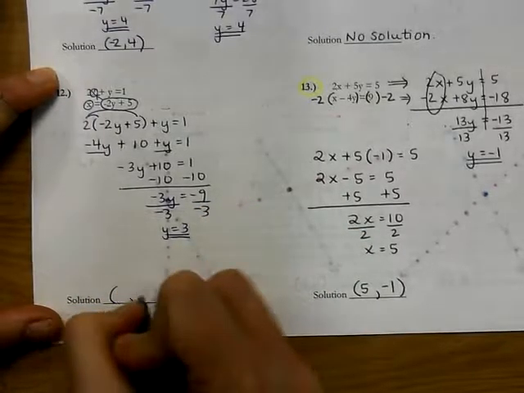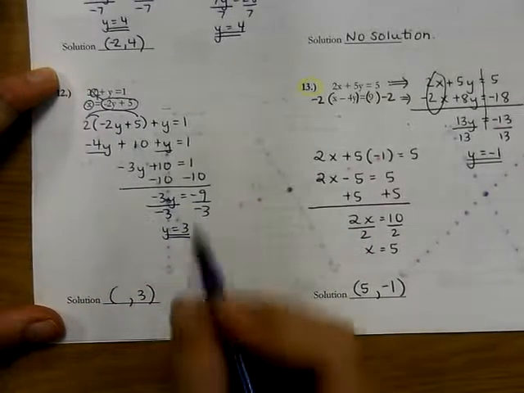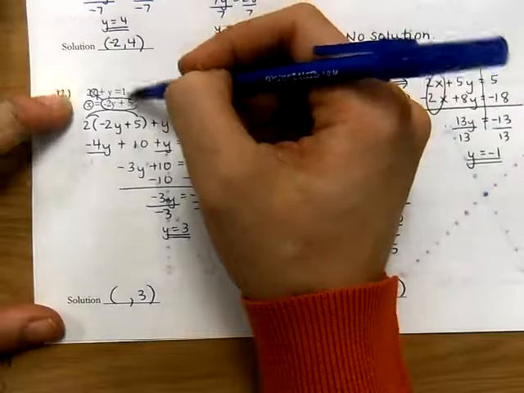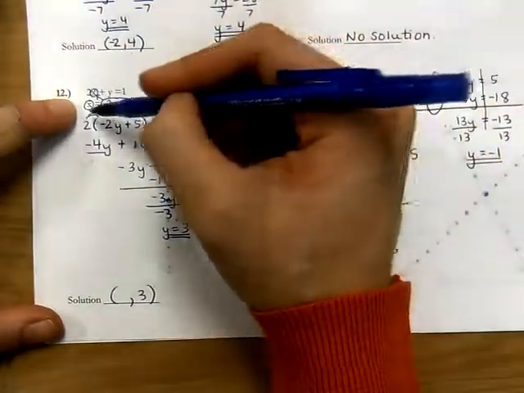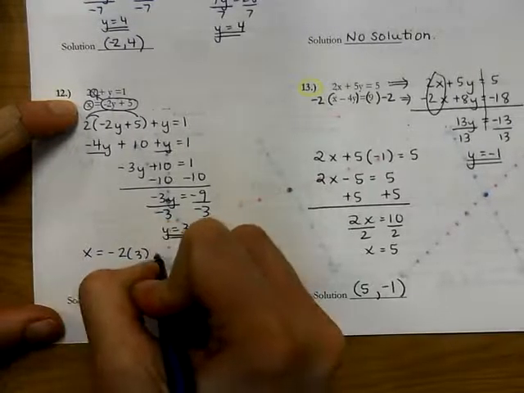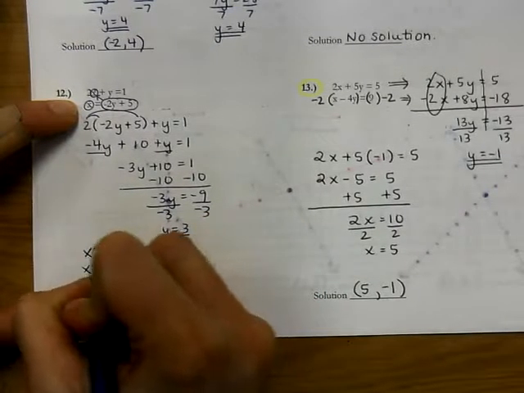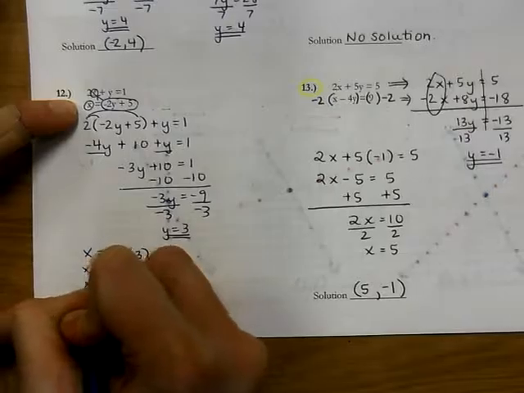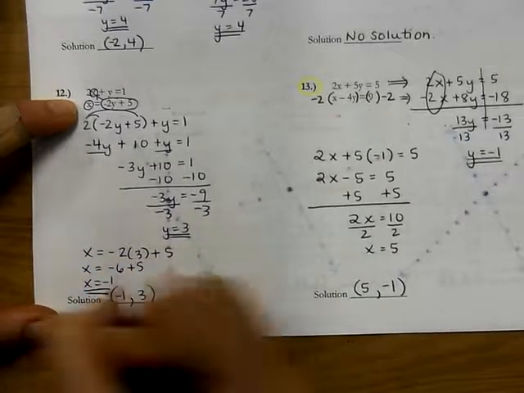Again, I'm not done. I know the solution will be something comma 3, but I still need to find x. Now I can substitute into either equation just like I did the previous one. However, because x is already solved for here, this is going to be much easier to solve for x if I use this equation. So now we get that x equals negative 1.